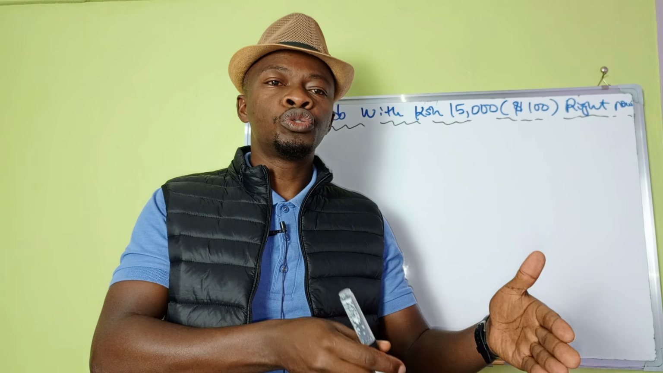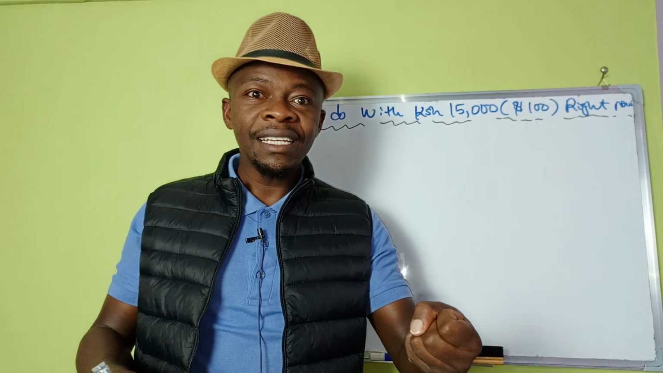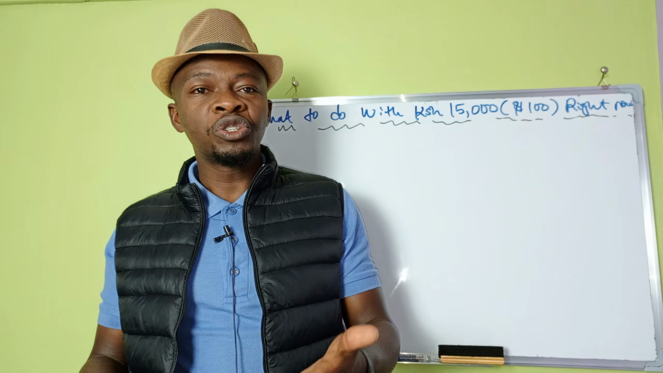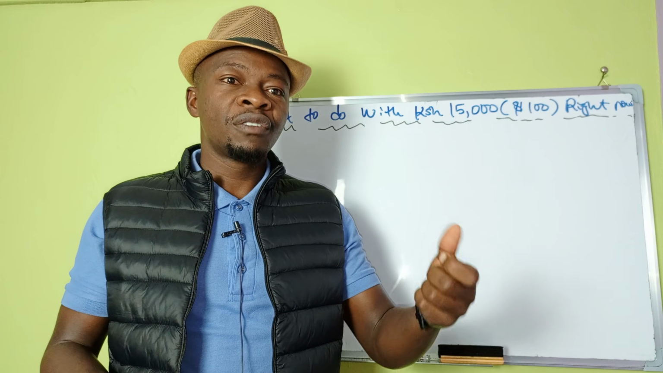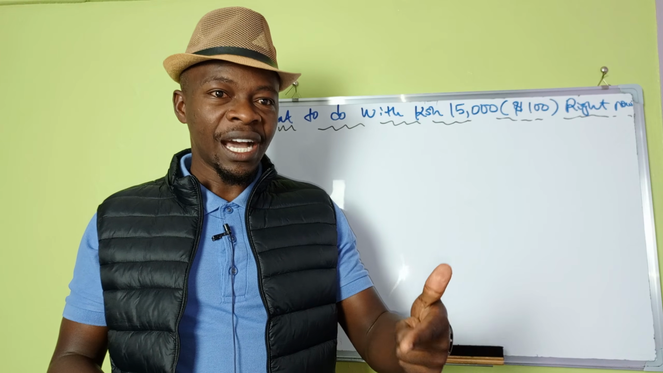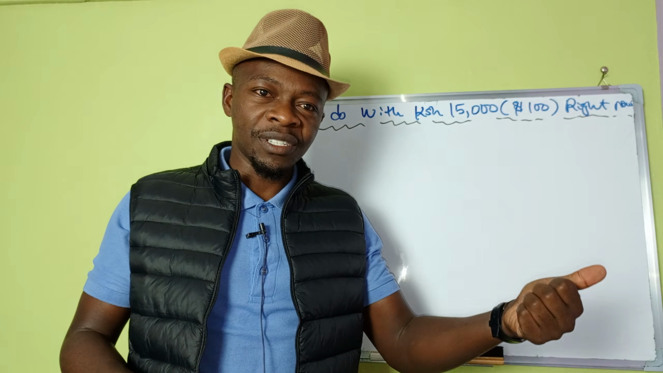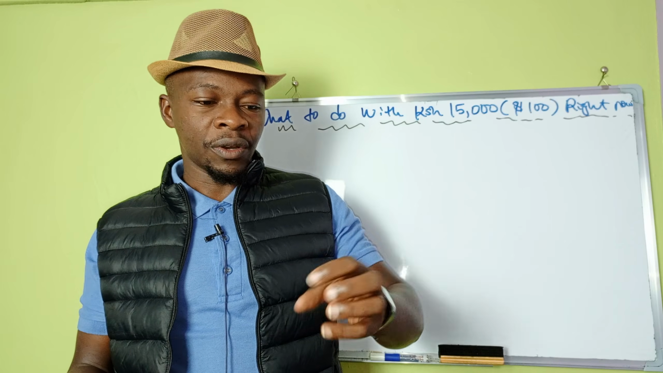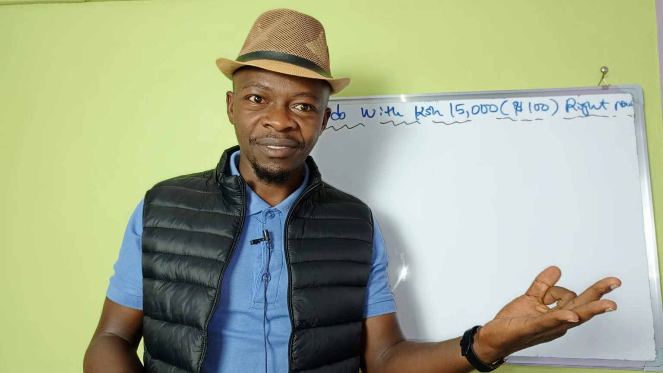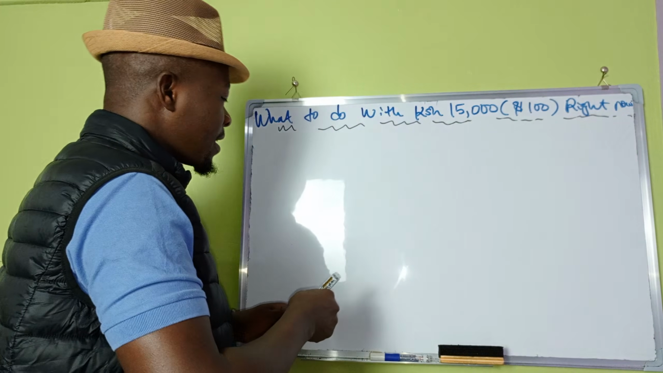What to do with 15,000 is defined by what you want from the 15,000. I repeat, what to do with 15,000 is defined by what you want from the 15,000. Number two, what is 15,000 capable of doing? And number four, what do you want right now? Is it a short-term, long-term, or medium-term goal? Let me just put it on paper.